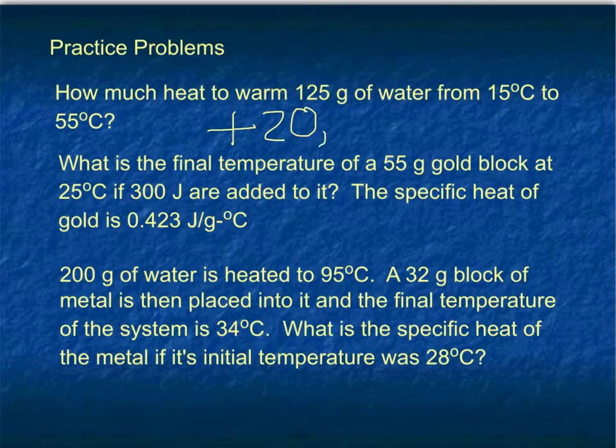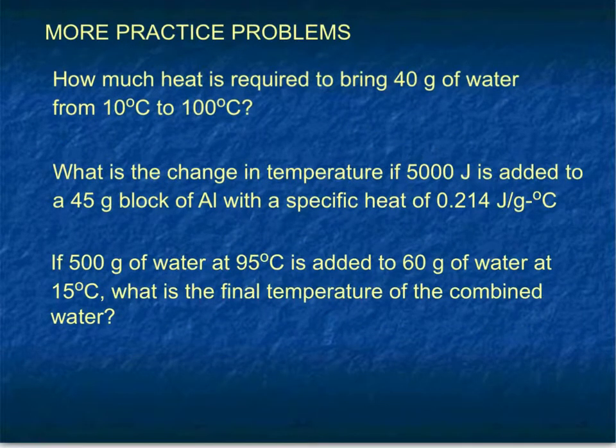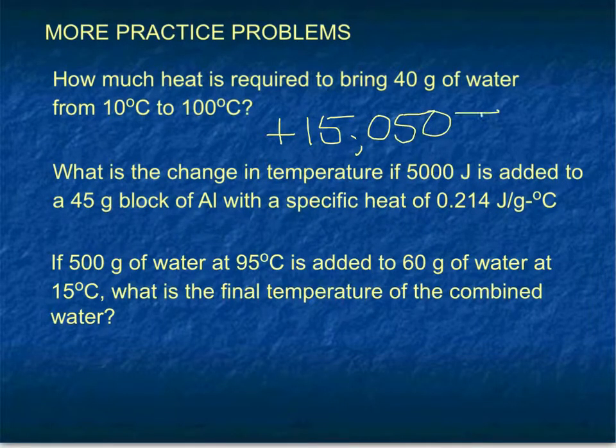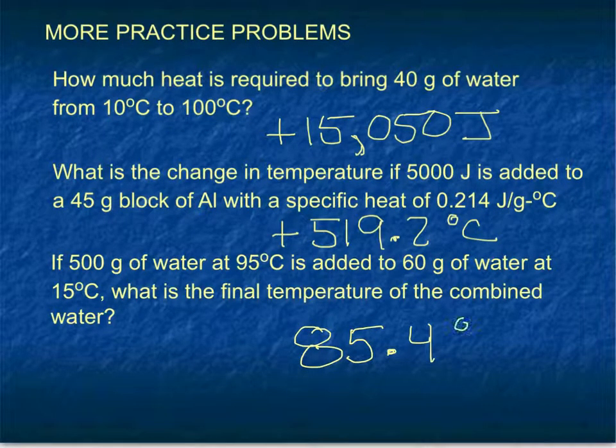The answer to this one is plus 2,900 joules. The answer to this one is 37.89 degrees C. The answer to this one was approximately 265 joules per gram degree C. This one is approximately 15,050 joules. This one is approximately 519.2 degrees C. This one is 85.4 degrees C.